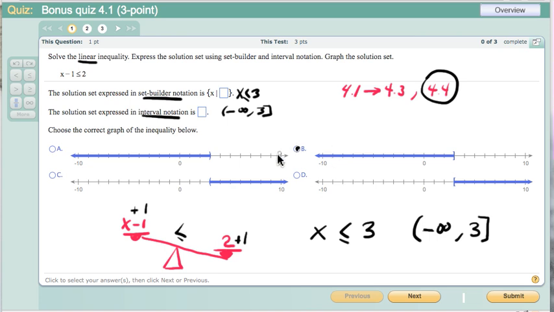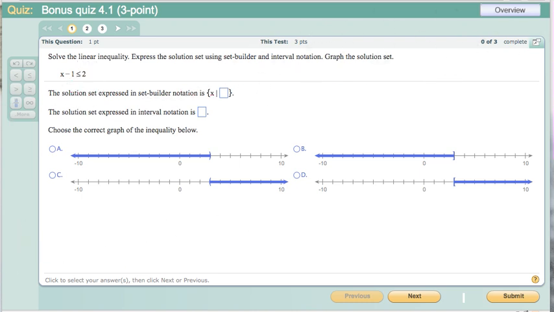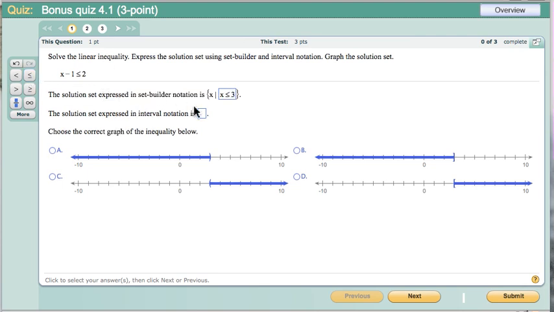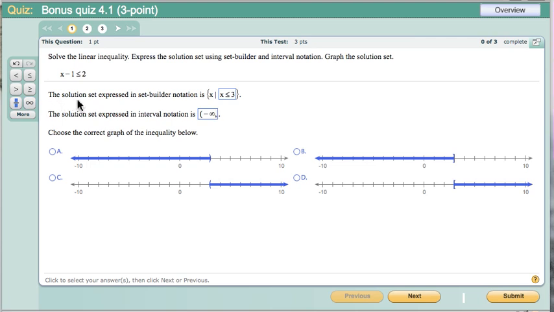And let's go ahead and move this aside and move into MathXL. The set of all x such that x is less than or equal to 3, and in interval notation that is going to look like this: we don't fence in infinity, so we have to say negative infinity, comma, and the endpoint was 3, and we want to include that, so we go with the square bracket.